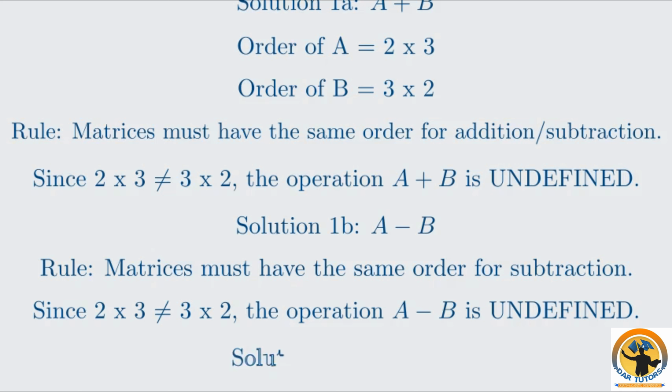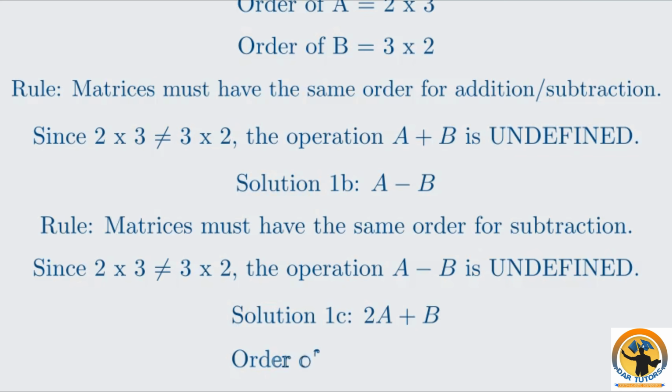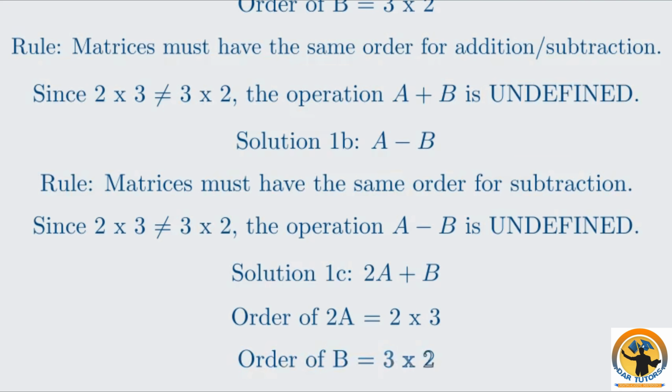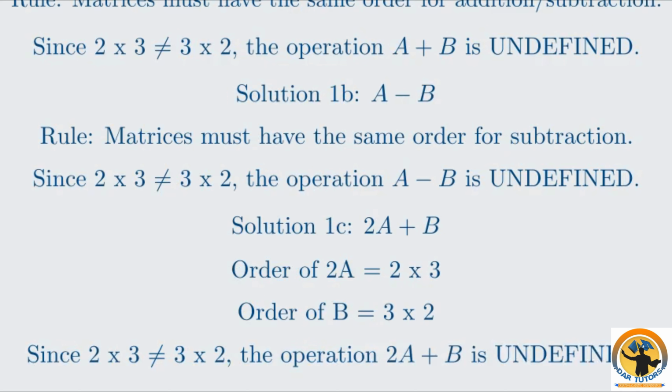Finally, part C, 2A plus B. Here we have a scalar multiplication and an addition. First, let's consider 2A. Scalar multiplication does not change the order of a matrix. Since A is 2 by 3, the resulting matrix 2A will also be 2 by 3. Now we are asked to add this new matrix 2A to matrix B. The order of 2A is 2 by 3, and the order of B is 3 by 2. Just as in parts A and B, these orders are not the same. Therefore, the addition 2A plus B is undefined.